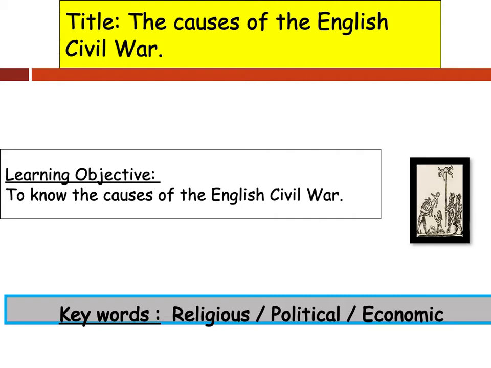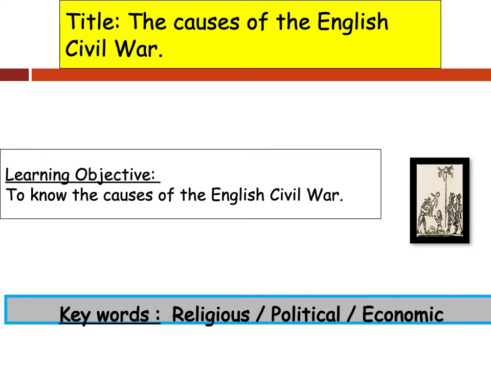Now, today we're going to be looking further at the causes of the English Civil War. And we're going to be looking specifically at the events that lead up to it. So we're going to look in detail at the events between 1625 and 1642 that lead up to the war.